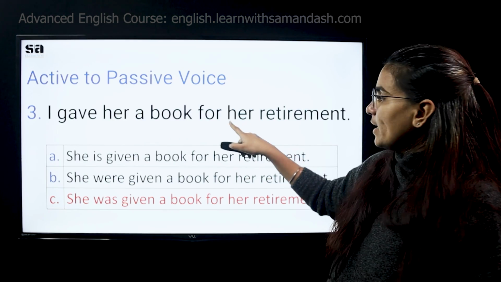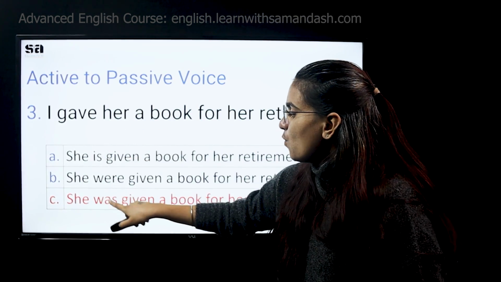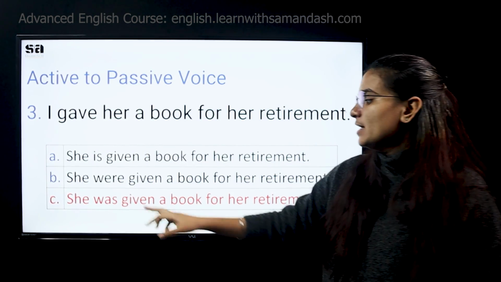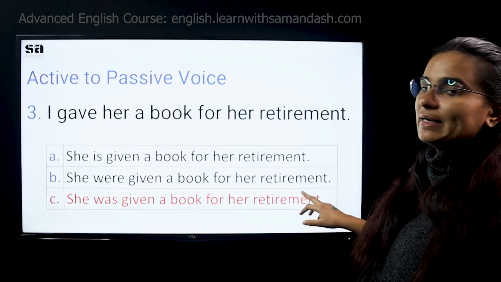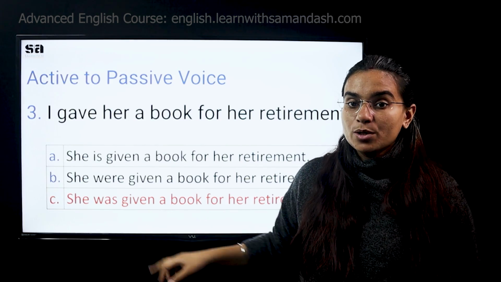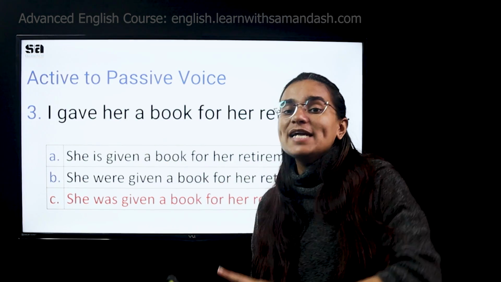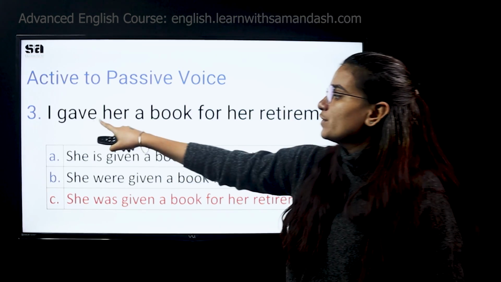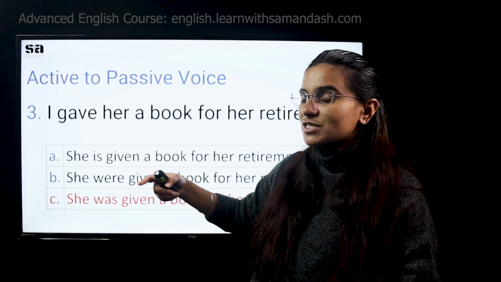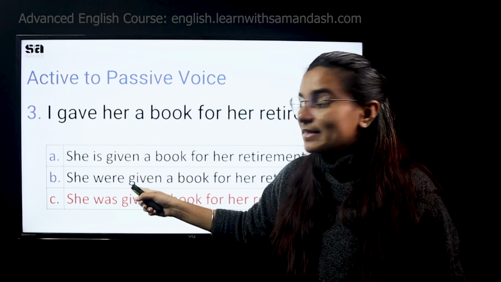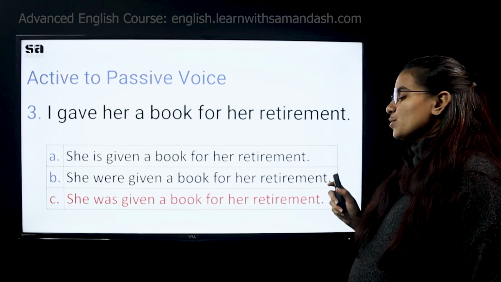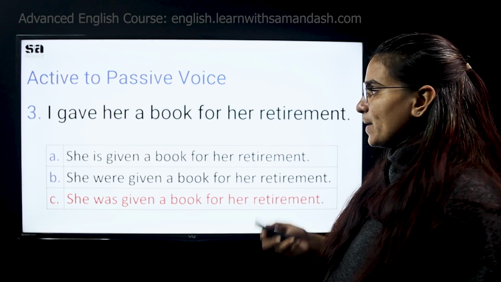In passive voice, generally you translate it to the nearest past tense. Okay? She was given a book for her retirement. This was already in the second form of the verb, so we have to think of the third form of the verb. You have to convert your main verb into the nearest past tense. So for this verb, this is the nearest past tense. Okay? If the sentence was something different, I give her a book, then it will become, I gave her a book. Okay? Nearest past tense. She was given a book for her retirement. That's the correct answer for this question.